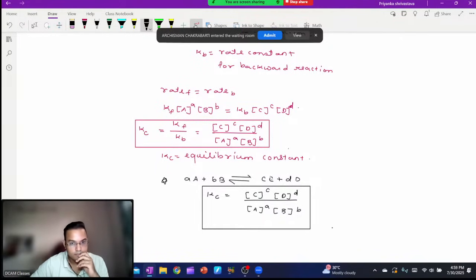I was telling you one more derivation is there that is more important than this. This is the relation between Kp and Kc, which I'll discuss in the next class.